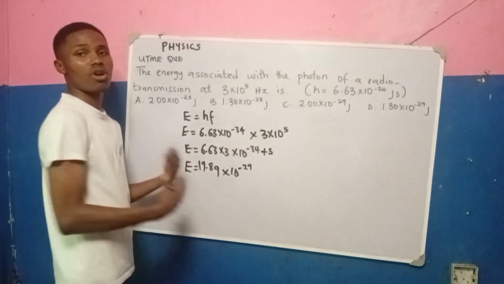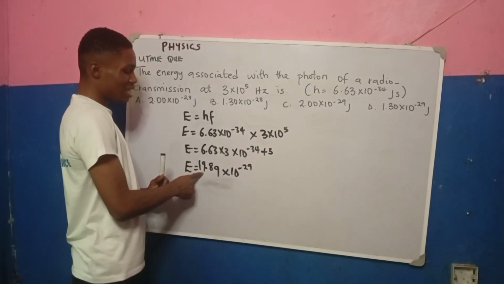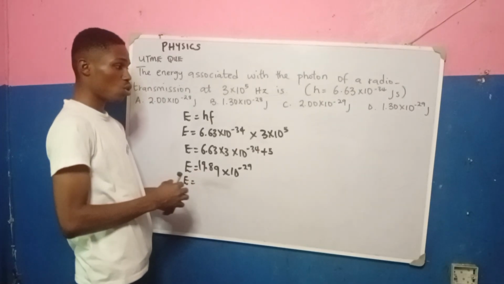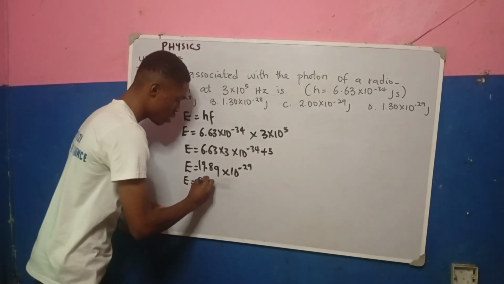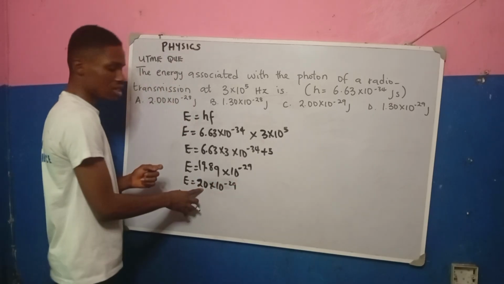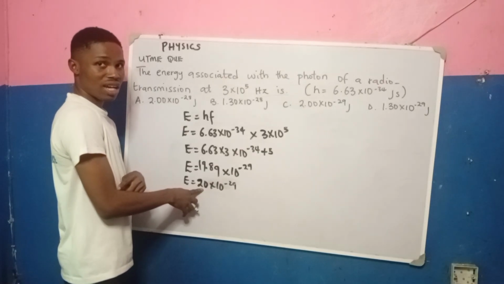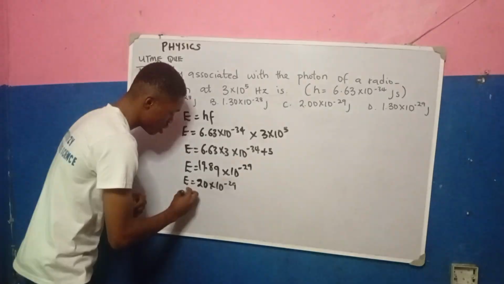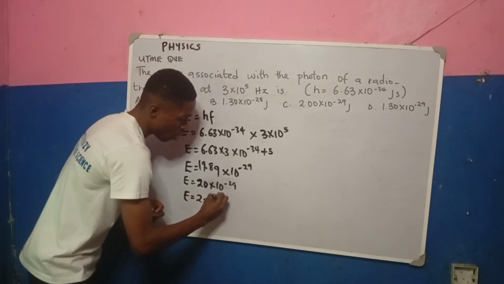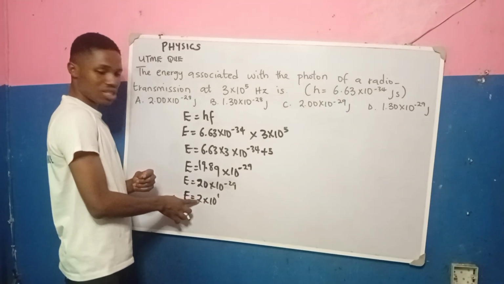So we are going to do what? Approximate. For this, we have 19.89. If you approximate this, it will become what? 20 to the nearest whole number. Alright, so we have 20 times 10 raised to the power minus 29. Now, because it is 20, we have to reduce it to just one significant what? Number, which is 2 times 10 raised to the power 1. This is the standard form of 20. So we have reduced this to one significant number.